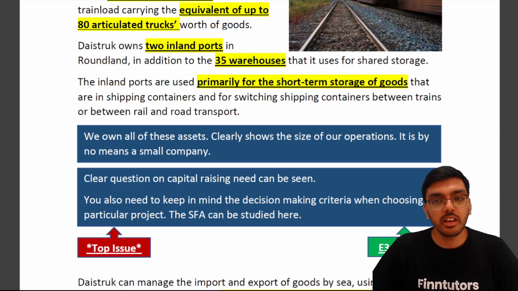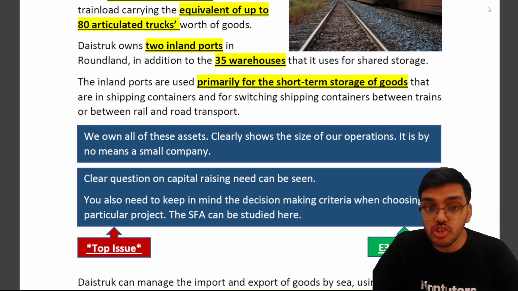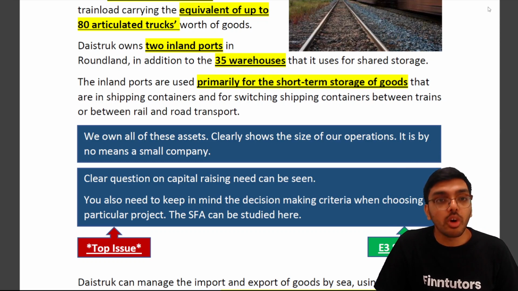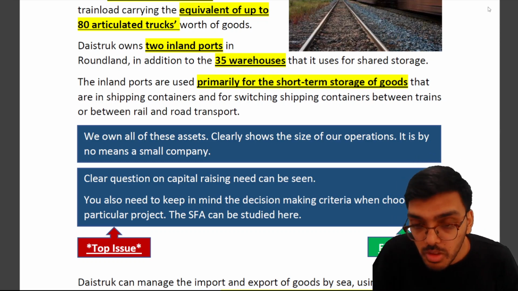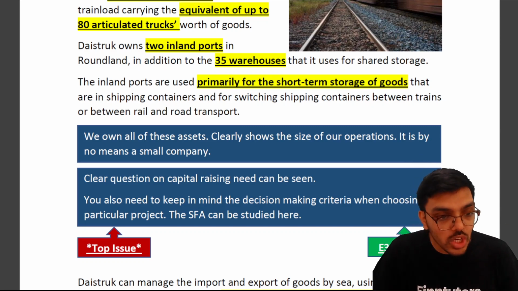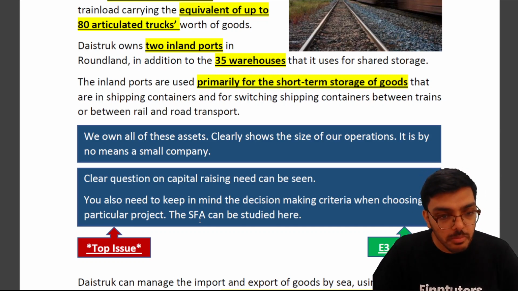Now, firstly, I want to say a scenario in the exam can come up about managing change, how change is being managed by the business, or how change is something that the business is dealing with. Because today's modern environment is fast, is quickly changing. Next, a clear question on capital raising can be seen here.